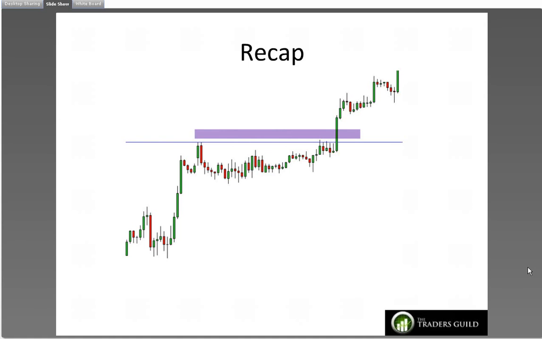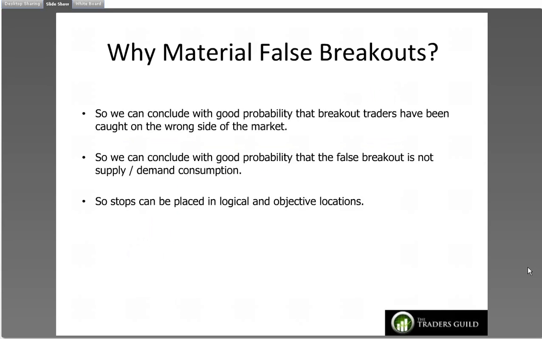The type of false breakouts I'm looking for are material size false breakouts. The reason why is so that we can conclude with good probability that breakout traders have been caught on the wrong side of the market. A small breakout doesn't necessarily tell us this. And the most important one is that we can conclude with good probability that a false breakout is not supply and demand consumption. That is an important point that is probably not well understood by a lot of people, especially in the concept of supply and demand itself, within supply and demand consumption.